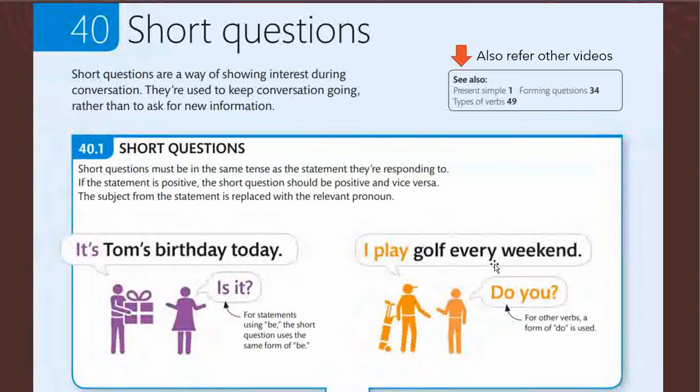"I play golf every weekend." "Do you?" Now, do is brought in because there is no such auxiliary over there. For other verbs, a form of do is used. If there is no auxiliary, then you bring in do. And how do we do this? Assume that you are asking a question to someone. Do you like this? Do you like that? With that nature, you should be sure of using do, not did, not does, which is for the third person.